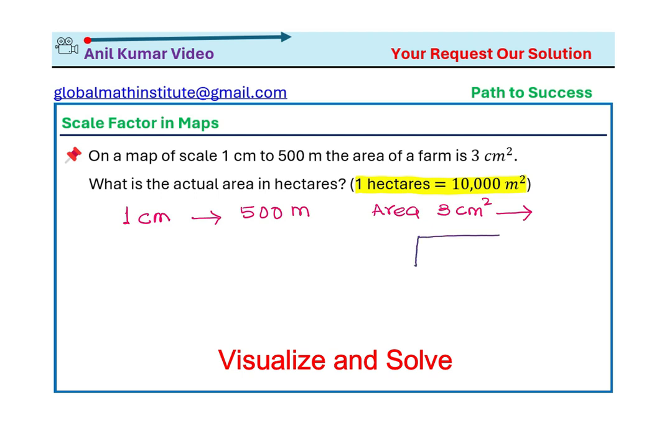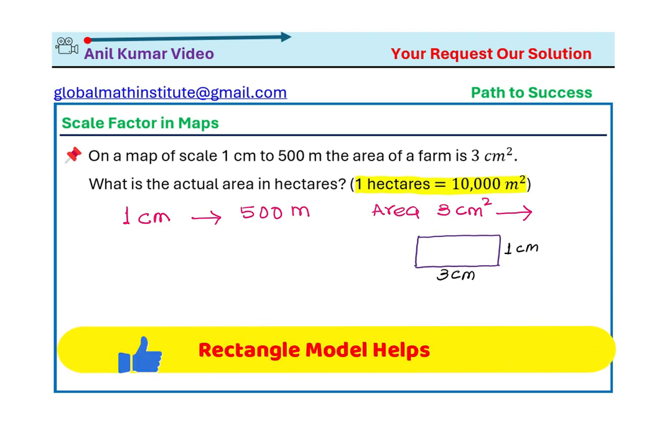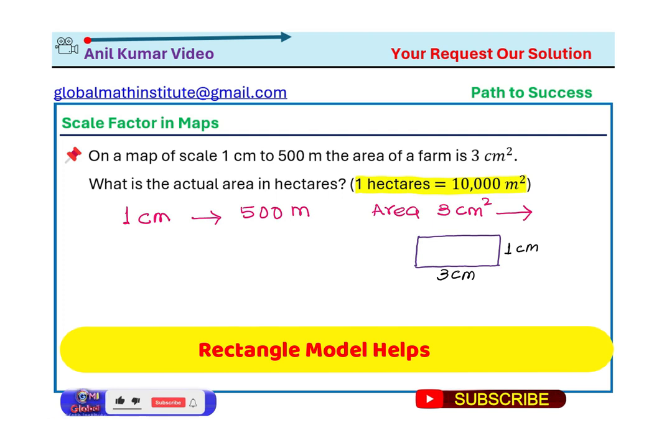So, think like this, that this is a portion marked. How do you get an area of 3 centimeters square? It is when one side is 1 centimeter, right? And the other is 3 centimeters. So you are multiplying 3 centimeters by 1 centimeter. You get the whole idea. So 1 centimeter, you know, is 500 meters.